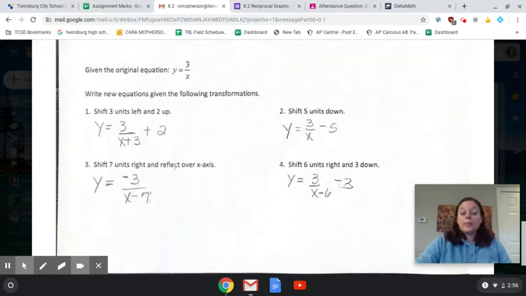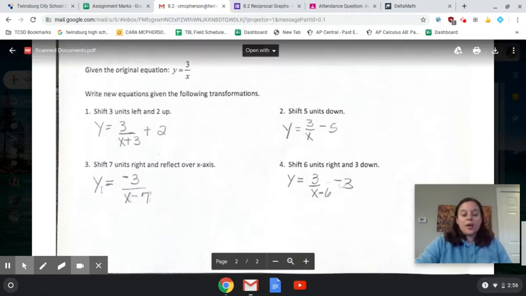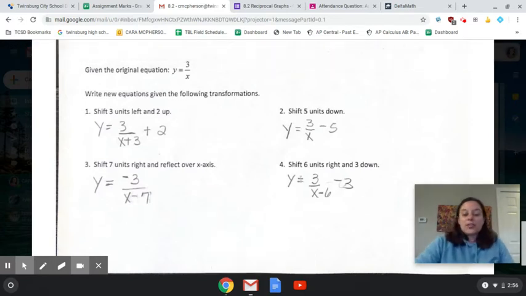And then if you want to flip it or reflect it, you can put the minus sign in the very front, or you can put it with the numerator. Totally up to you. And then this last one goes right 6, so we have a minus 6 in the bottom with the x minus 6, and then 3 down is a minus 3. So that's section 8.2, all talking about hyperbolas that are made up of these 2 branches.